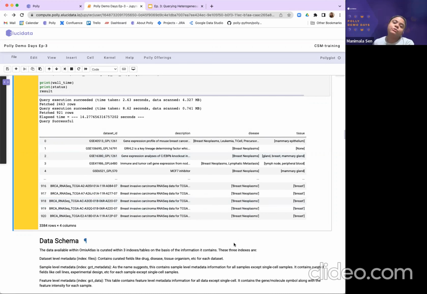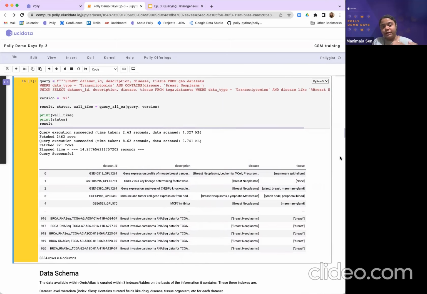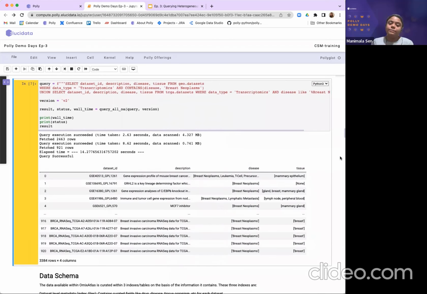And in this case, you are getting results from both GEO, which you can see by the GEO IDs, and from TCGA. So it is essentially taking a union of these 2 repos for the data type in this search. So you've expanded your search in some terms.